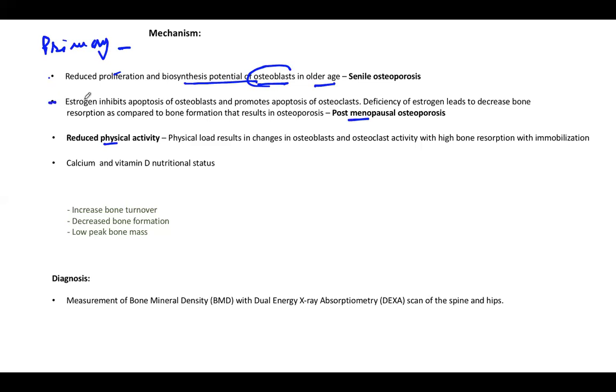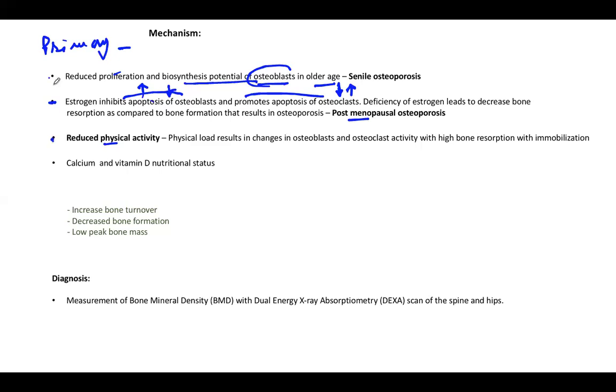Estrogen, when it's present, inhibits apoptosis of osteoblasts and promotes apoptosis of osteoclasts. So it increases osteoblasts and decreases osteoclasts. So it means more bone forming and less bone degradation. But when there is deficiency of estrogen, the opposite happens. There will be fewer osteoblasts and increased osteoclasts, and that results in thinning of bone.